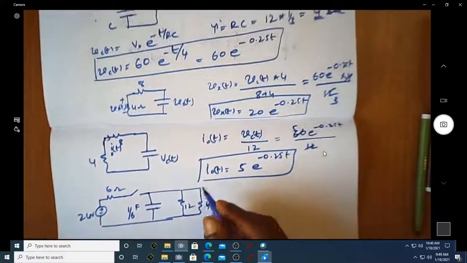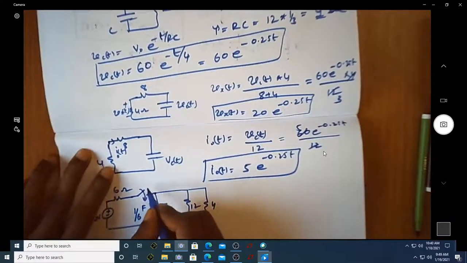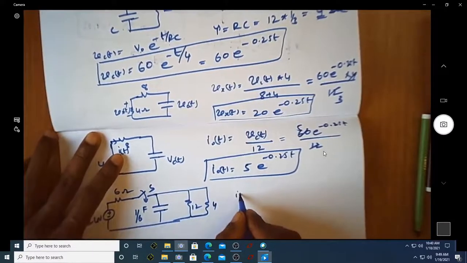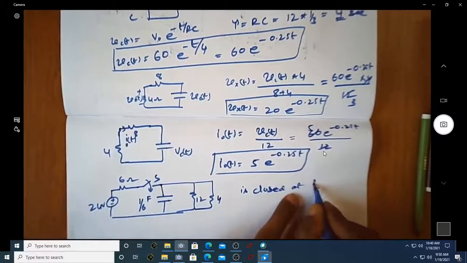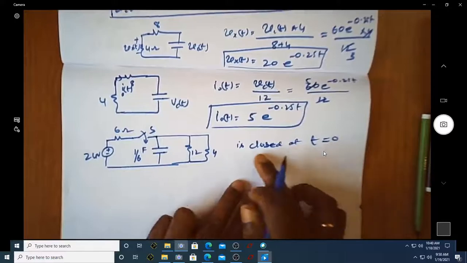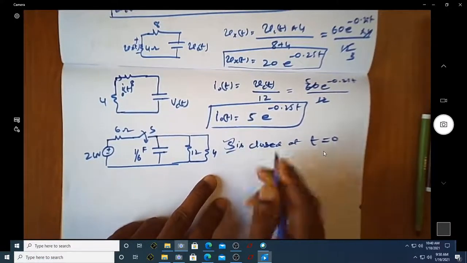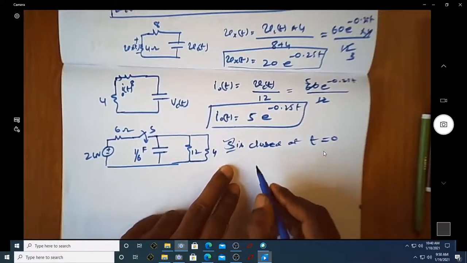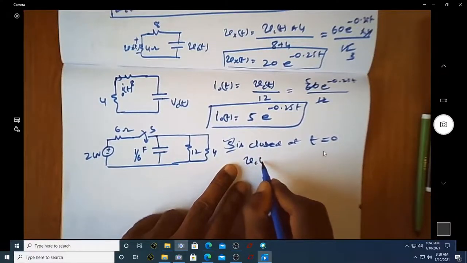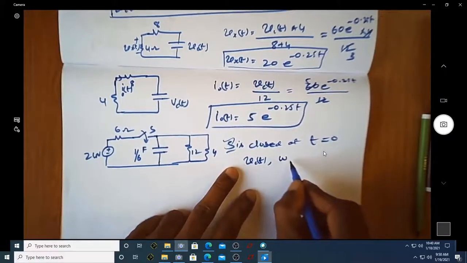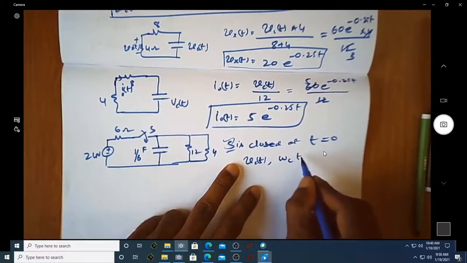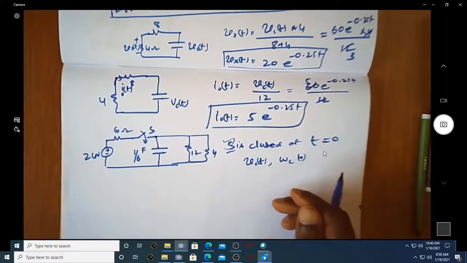So what is said now is this switch S is closed at t equal to 0. We have been asked to find out what is Vc of t, that is voltage across the capacitor, and what is the energy that is stored in this capacitor.